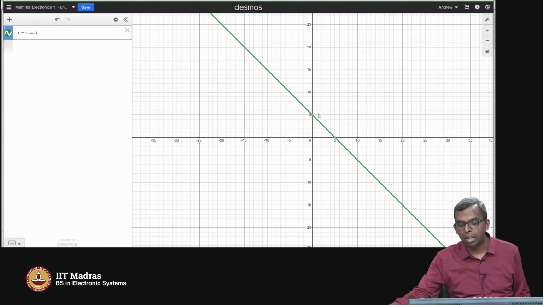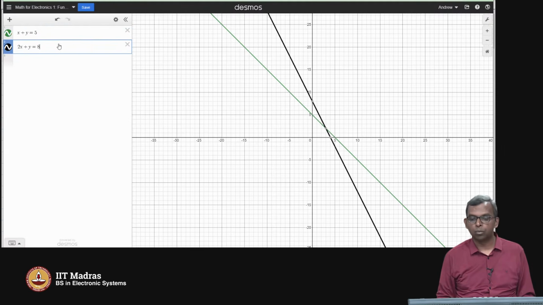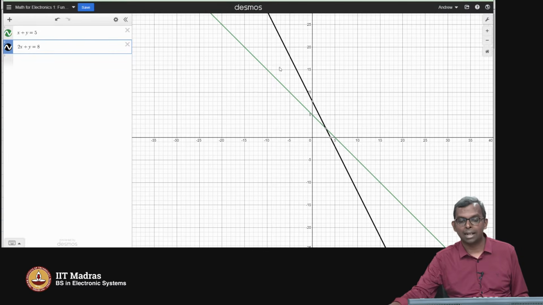So x plus y is 5 will have this line. Another way to think about it is x plus y equal to 5 is going to pass through 5 comma 0 and 0 comma 5. Once you identify these two points, you simply join them and extend, right? Straight lines work like that. Once you find two points, a straight line is easy to draw on the graph. So x plus y equals 5 is that. The other line is 2x plus y equals 8, so that comes out as a black line here, and this comes out as a green line here.